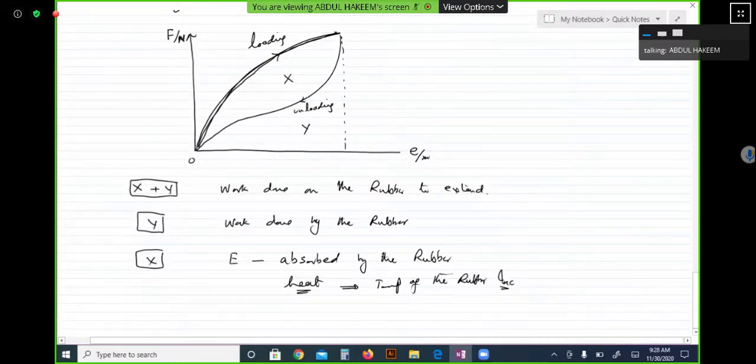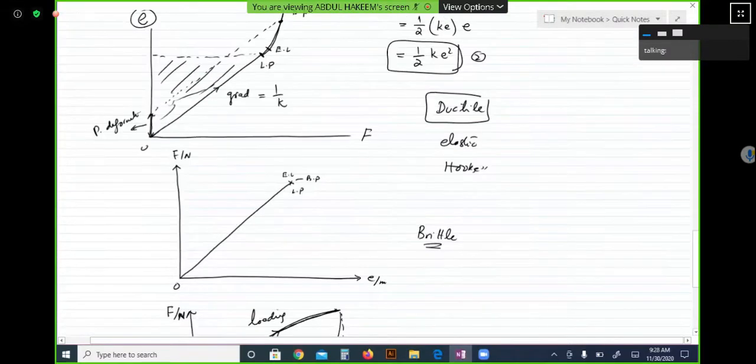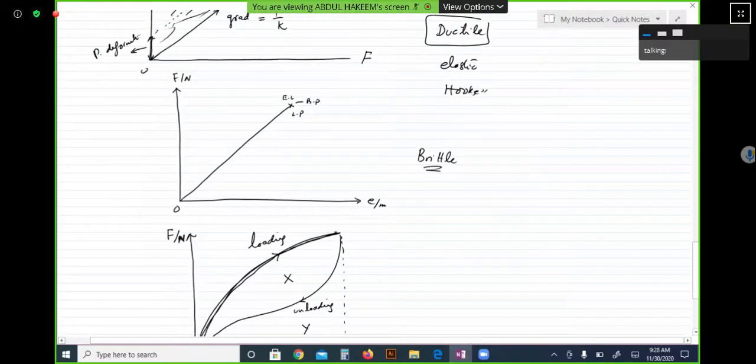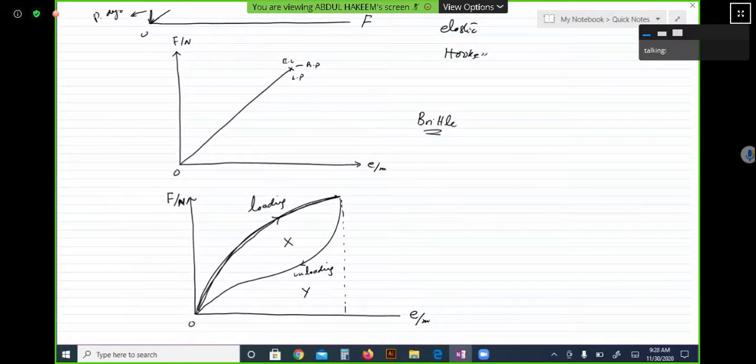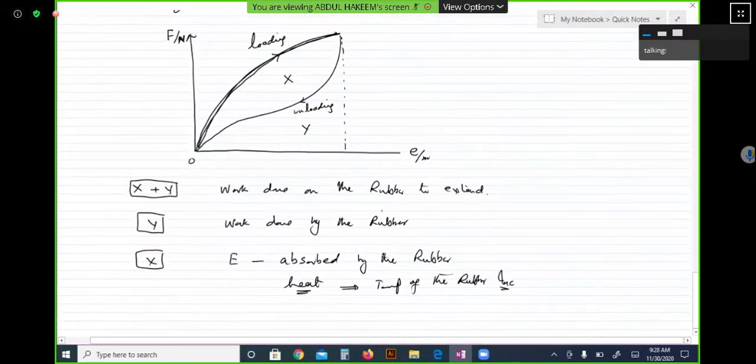So first graph for the metals, second graph for the glass, and the third for the rubber. Rubber does not obey Hooke's law.